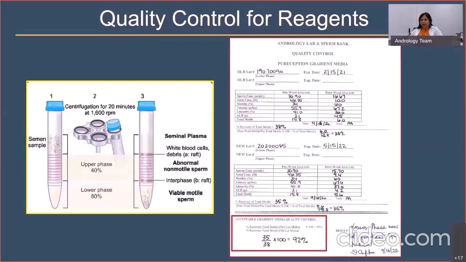In the red box, you can see the acceptable gradient media quality control: the % recovery of the total motile with the new lot, the ratio is examined against the % total motile recovery with the old lot, and this needs to be greater than 50%. This is our quality indicator, and the ratio was 92% in this case. So I have reviewed it on the right side, and I have passed that this lower phase is ready to be used in the laboratory. Next.